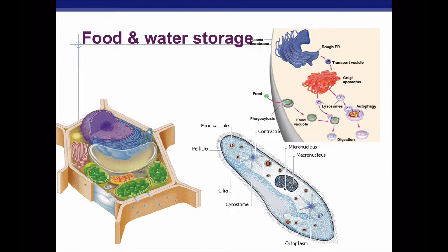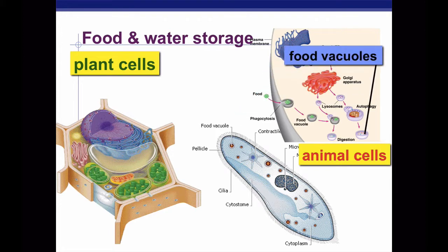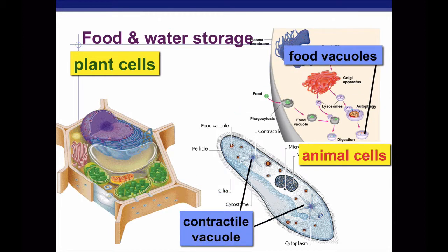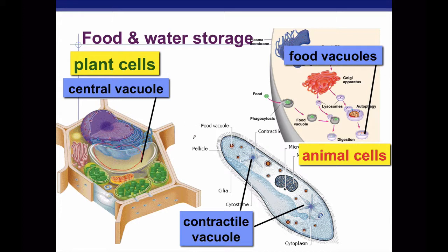So, food and water storage. We have plant cells, we have animal cells, and the one in the middle is actually a protista called a paramecium. Here in the plant cell, we have a central vacuole. And in the central vacuole, you can see that it's filled with water, so it's like a big old balloon.